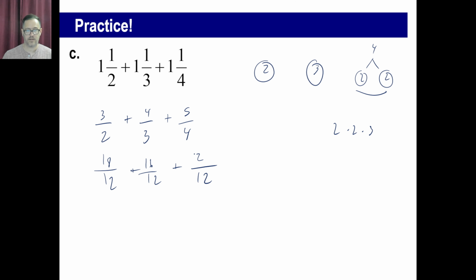No, 15. My bad. 15. So 18 plus 16 is 34. 34 plus 15 is 49. 49 divided by 12 is 4. And then there's 1 left over, so 4 and 1/12. There you go. All right, pause it and try D.